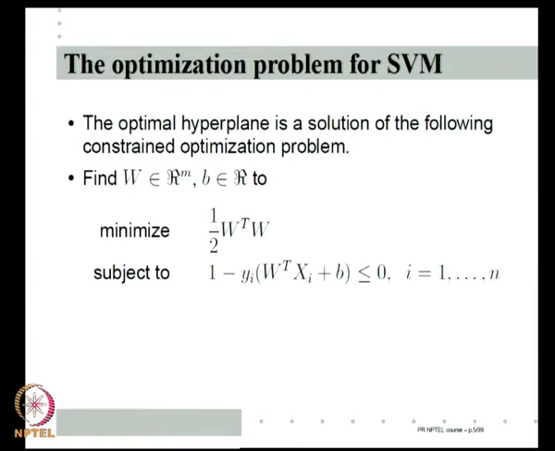So, the optimal hyperplane is a solution to this optimization problem. What is the optimization? It is a constrained optimization problem, namely to minimize W transpose W subject to 1 minus y_i into (W transpose x_i plus b) less than or equal to 0. Optimization variables are W and b. Find W and b to minimize half W transpose W subject to these constraints.